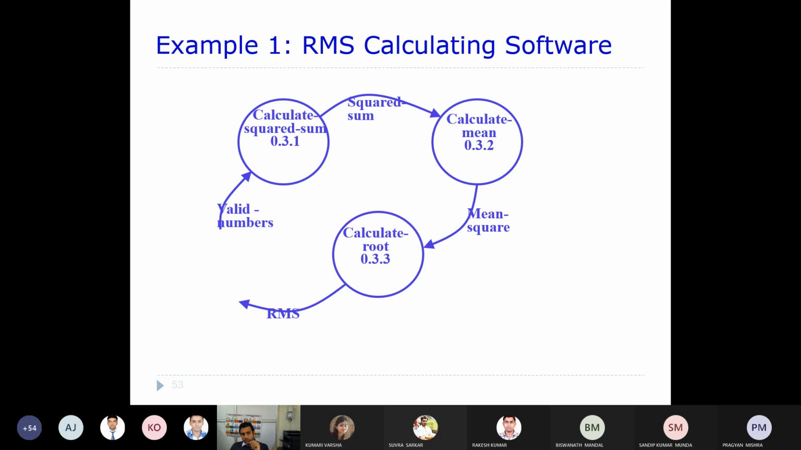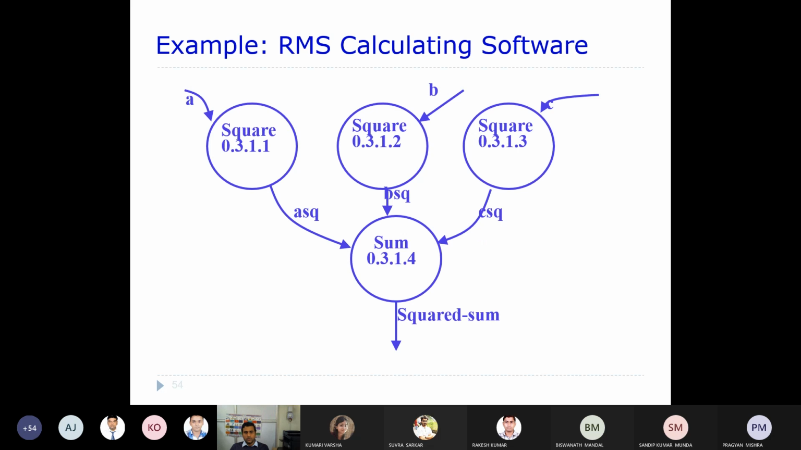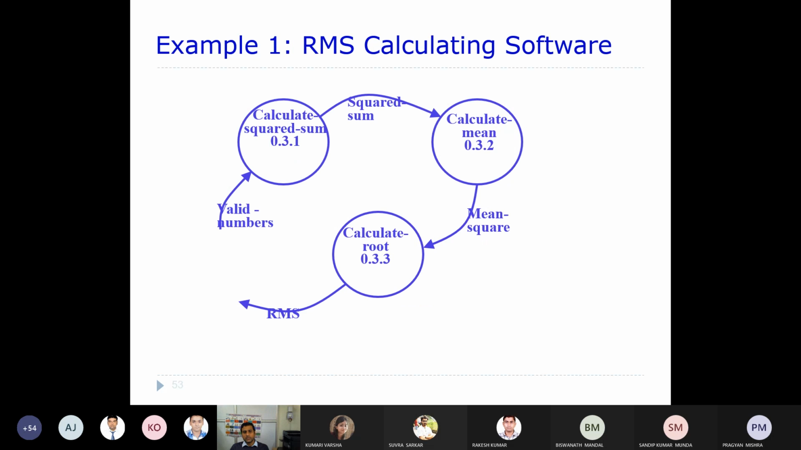Now after that the output is coming up. So you can think of it this way. This is what a level 2 DFD looks like. Now we can go further into another level, where you can see how we can calculate this, maybe 0.3, 0.3. So we wanted to decompose this, or maybe you wanted to calculate the squared sum, or you may decompose this, right?